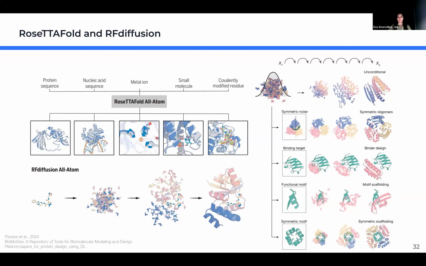So RFdiffusion can generate symmetric oligomers, for example, or it can generate binders, as I mentioned before, when you provide the target with hotspots. Another important thing is motif scaffolding. When you, for example, have a part of the structure that you want to keep, and you want to generate the remaining structure around this. It can be especially important for enzyme design, where you have a catalytic site which you want to preserve, but you want to redesign the surroundings of this catalytic site. Then you can use RFdiffusion with motif scaffolding and symmetric scaffolding of general structures.